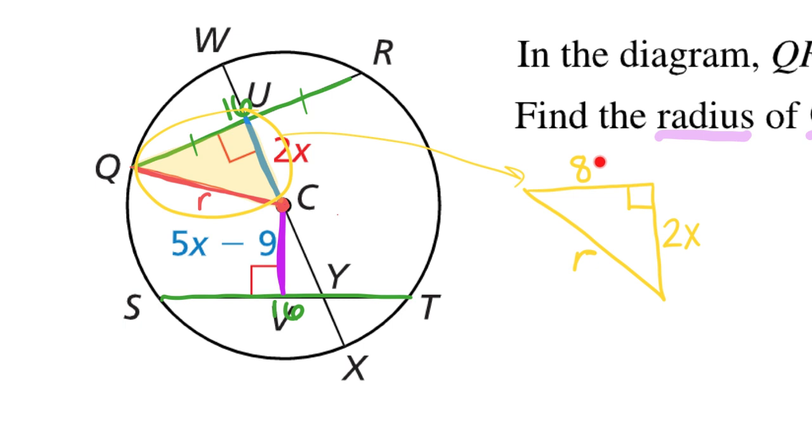I could do 8 squared plus this squared equals r squared. So that's kind of the goal. The goal is to do Pythagorean theorem at some point so that we can figure out the radius. But before we can do that, we need to know what x is, because I need to know what the length of this side is.